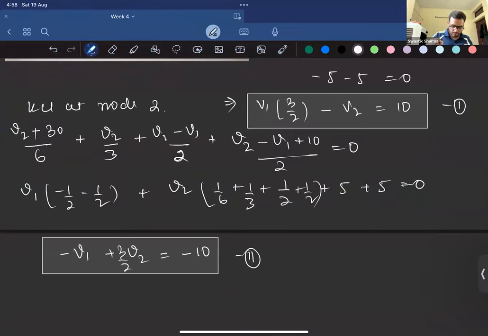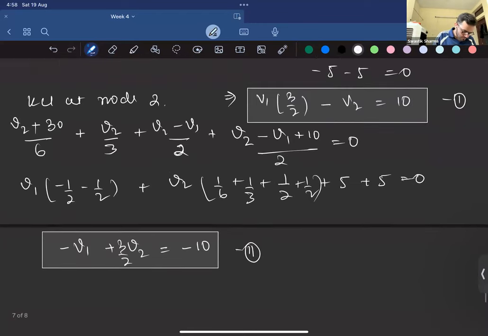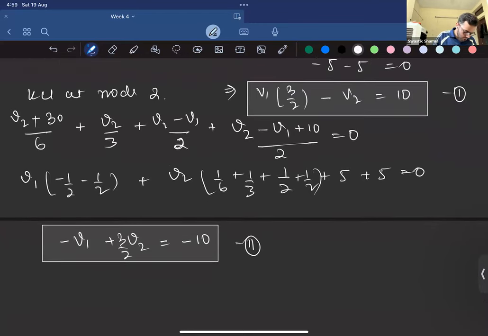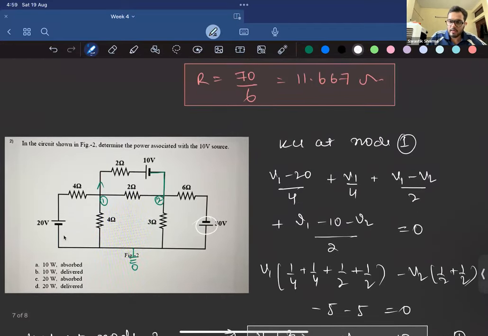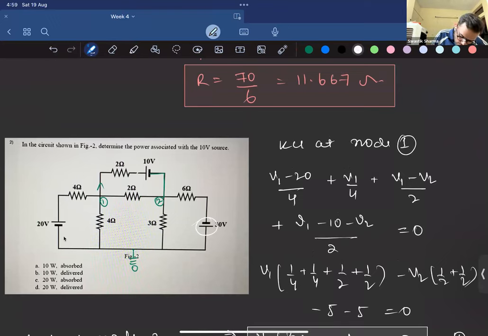So can anyone solve it again? I'll do it. 1.5 minus 1, 10. Minus 1, 1.5 minus 10. So V1 comes out to be 4 volts and V2 comes out to be minus 4 volts, right? Now we are required to find this current, right? Let's say that the direction is like this, going into that node.